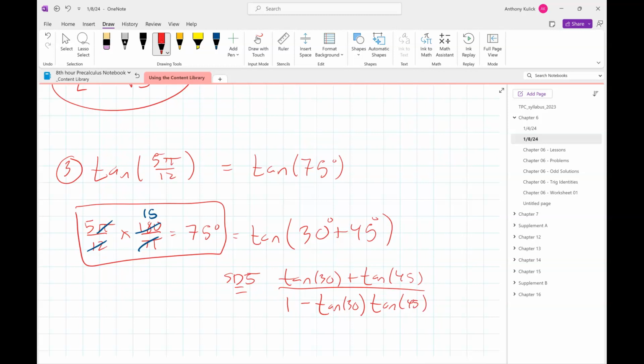Quick question. Does it matter which degree, 30 or 45, does it matter which one we make x and y? No. Okay. It will not matter with an addition problem.